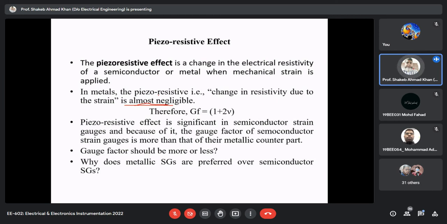Anyway, this is the question that requires some literature survey or some study. So I want you to try to find out why. Because of the piezoresistive effect. The piezoresistive effect is good.